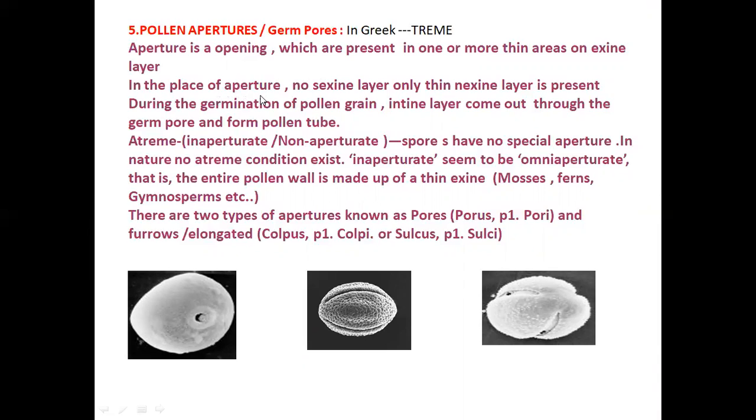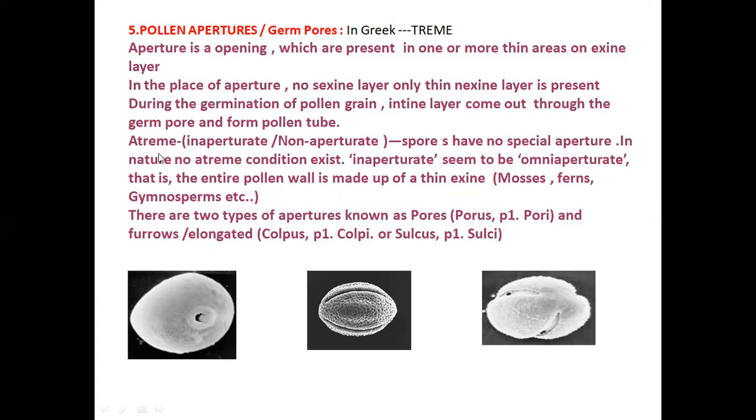In the place of the aperture, there is no sexine layer, only the nexine layer is present. During germination of the pollen grain, the intine layer comes out or grows out through the germ pore and forms the pollen tube. Where the exine layer is very thin, in that portion there is no sexine layer, only a thin nexine layer. That nexine layer allows the intine layer to go outside and grow as a cylindrical or tubular structure, which is known as the pollen tube.